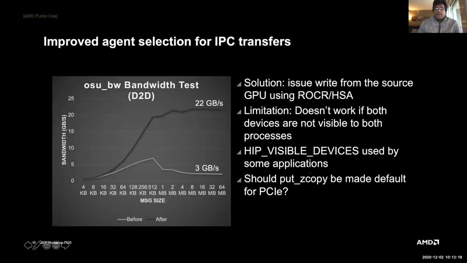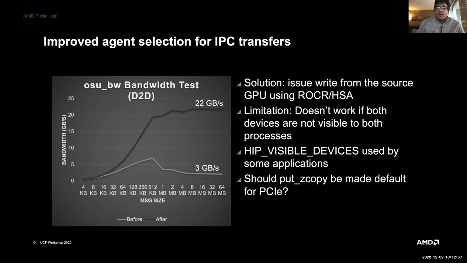We have seen that quite a number of applications use these heap visible devices, which is the equivalent of CUDA visible devices, to limit the visibility of GPUs to individual processes. So each process only sees the GPU it has been allocated and does not have visibility to other GPUs. So we cannot use this approach reliably unless we know that heap visible devices or CUDA visible devices is not being used by the application. So we would like to think of some solution for that.